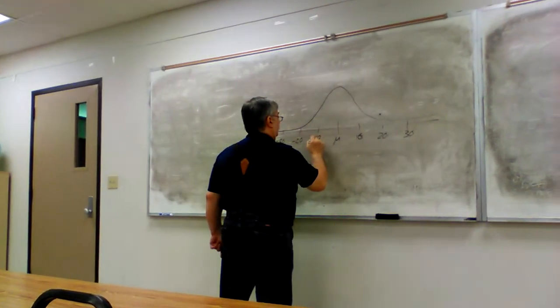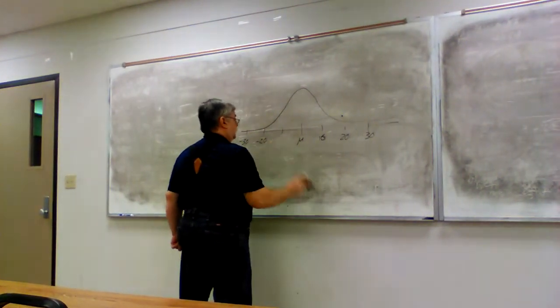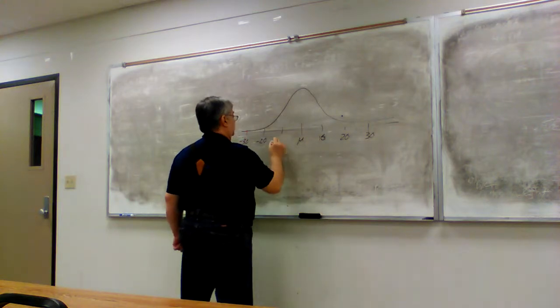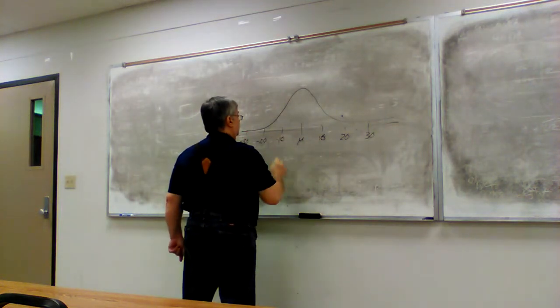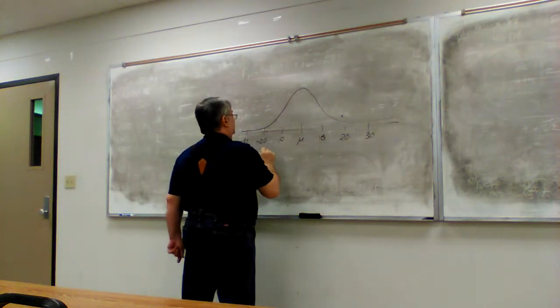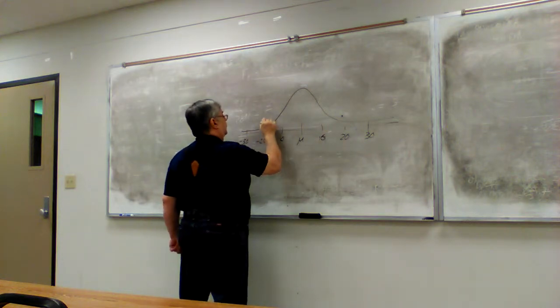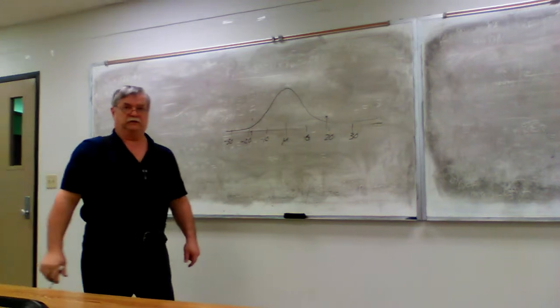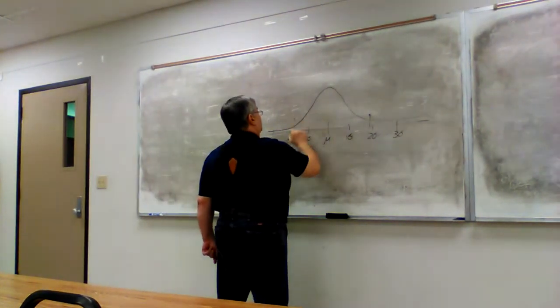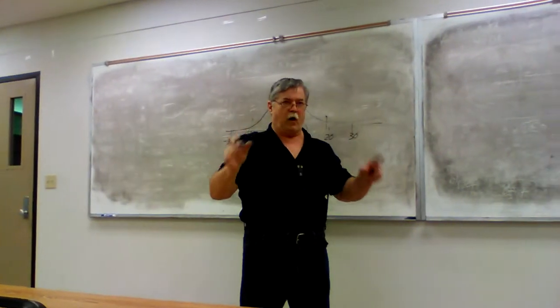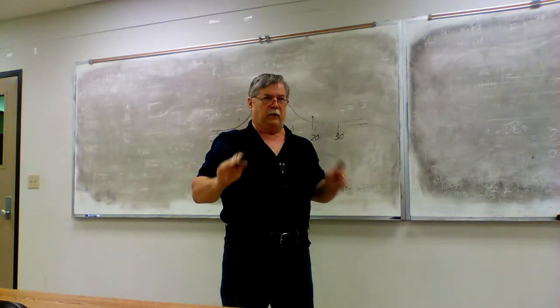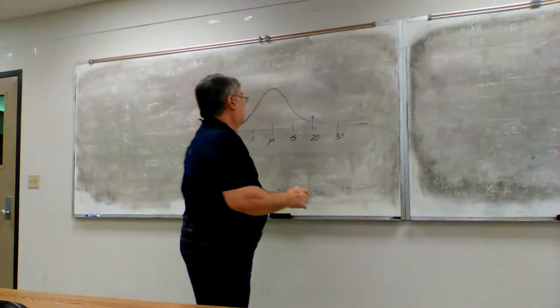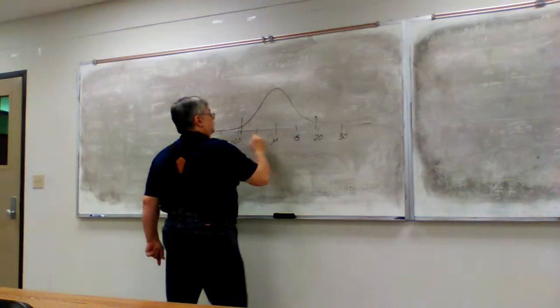this is minus 1, make that a little more clear, minus 1 sigma. 1.96 sigma is about right here. Plus or minus 1.96 sigma. We know that 95% of all of the sample means that we measure are going to fall within this range.